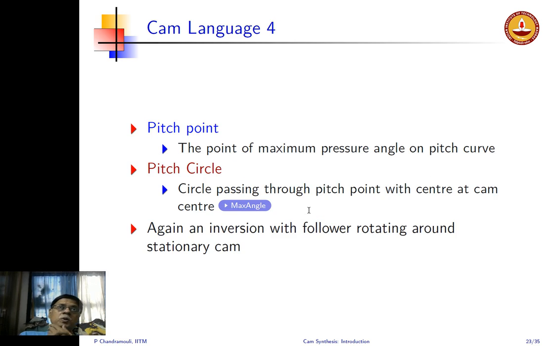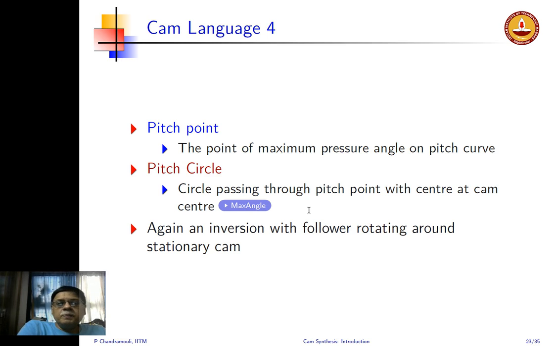All right, a few more terms. I'm sure I'm throwing a lot of terms at you. Please do read this at leisure, because you have to internalize some of the cam language. So when somebody asks you what is pressure angle in a cam, what is base circle of a cam, you should be in a position to understand and answer these questions.